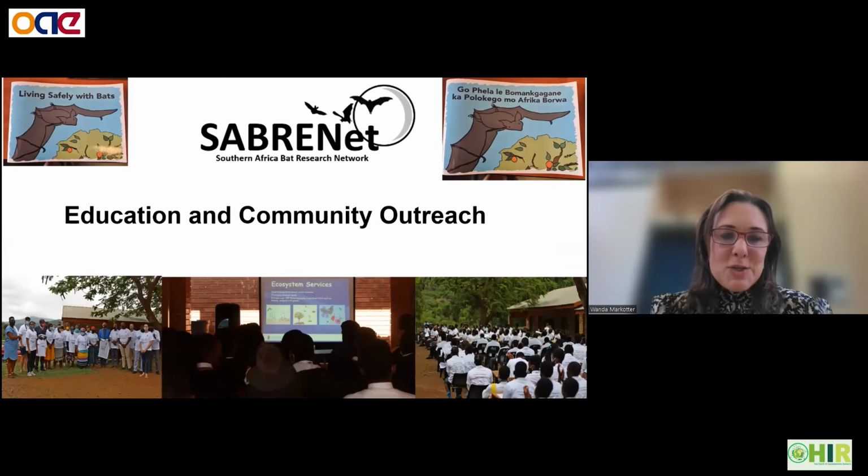And then just to show you the whole program, we don't stop there. We really go out to the community and explain to them how to live safely with bats, so that bats are not feared because of rabies and other diseases, but that they really understand that they're important and they can live safely with them in their environment.